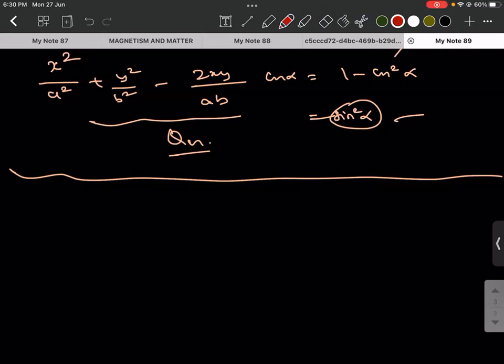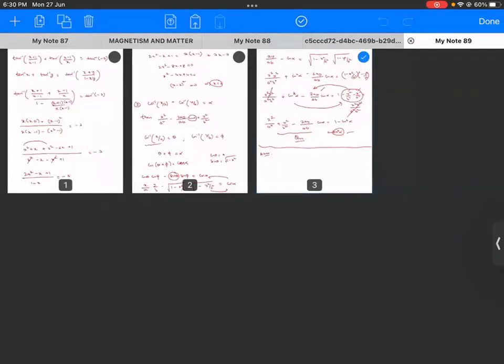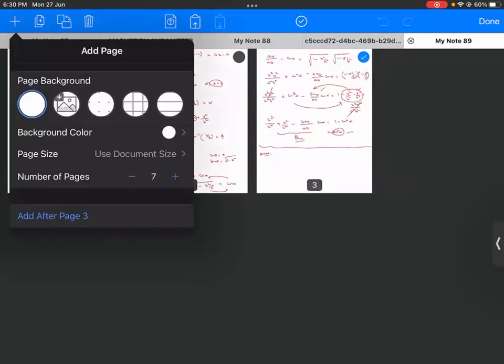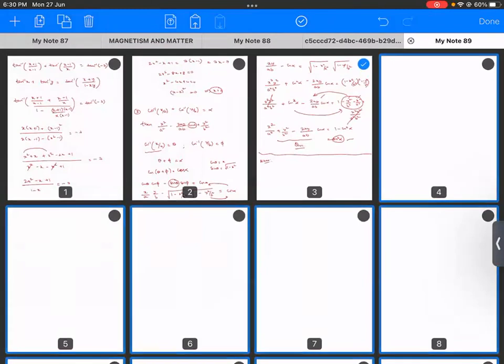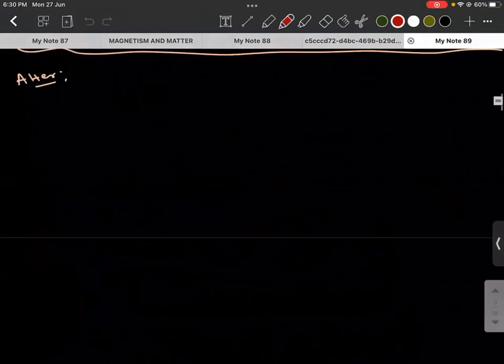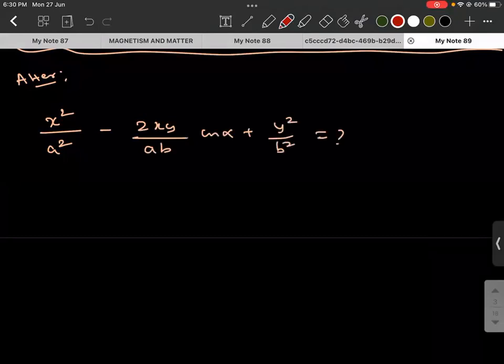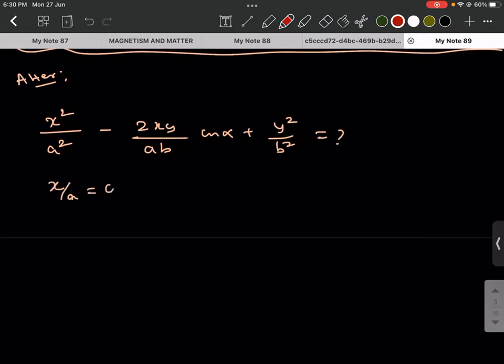Did you get the answer? No, right? Let's try it. Let's try to get the answer. Since now we know what is the answer, we'll try to at least bring it. Can you please tell me the question? I need that one. That x square by a square minus 2xy by ab cos alpha plus y square by b square is equal to what? Correct? So x by a is cos phi, sorry, cos theta. Y by b is cos phi. So this is cos square theta plus cos square phi.